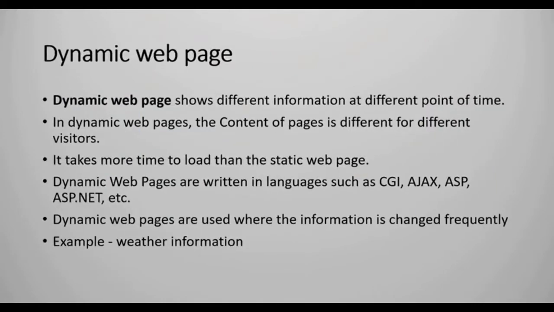Now, the second type of web page is a dynamic web page. In dynamic web pages, the content of the page is different for different visitors. Dynamic pages are used where information changes frequently. For example, any e-commerce site, blogs, or any site with information that must be updated regularly. Pages such as JSP, ASP, and PHP pages are dynamic web pages. These pages contain server-side code which allows the server to generate unique content each time the page is loaded.